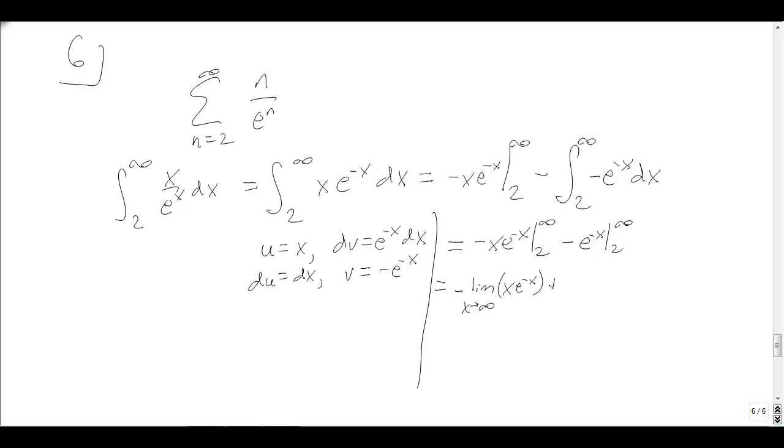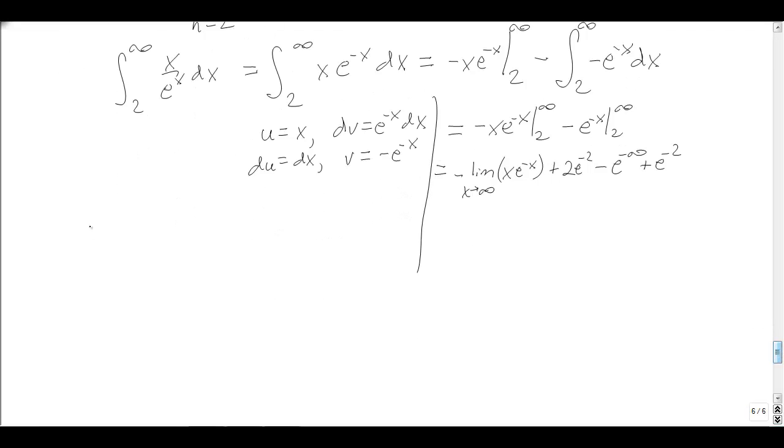Then you plug in the 2, plus 2 e to the negative 2. And then minus e to the negative infinity. That's going to go to 0. And then plus another e to the negative 2. So this e to the negative infinity goes to 0. So this all rests, and we have a finite value. So the convergence of our original series rests on, does x times e to the negative x go to a finite value as x goes to infinity, or does it go to an infinite value here?